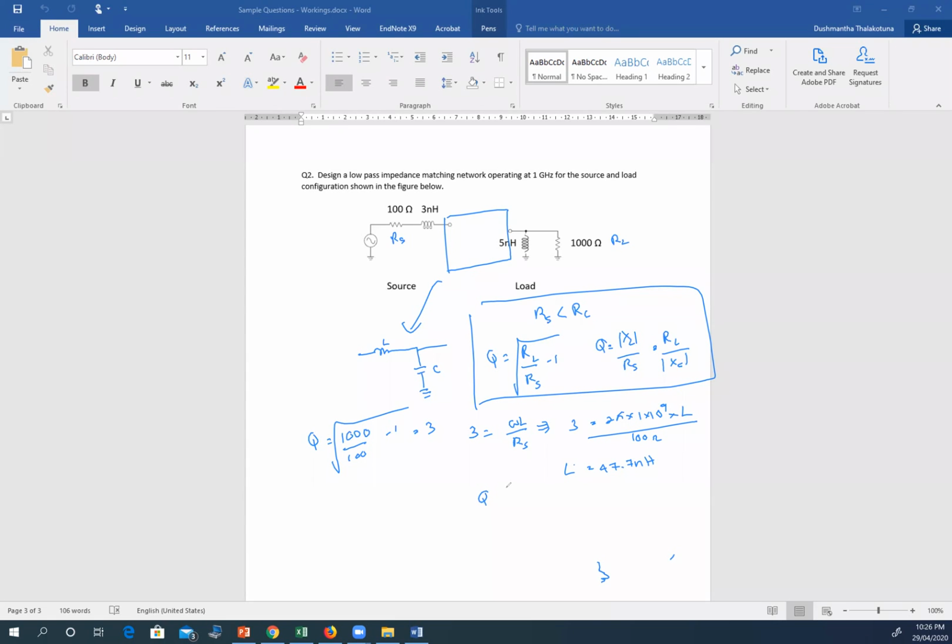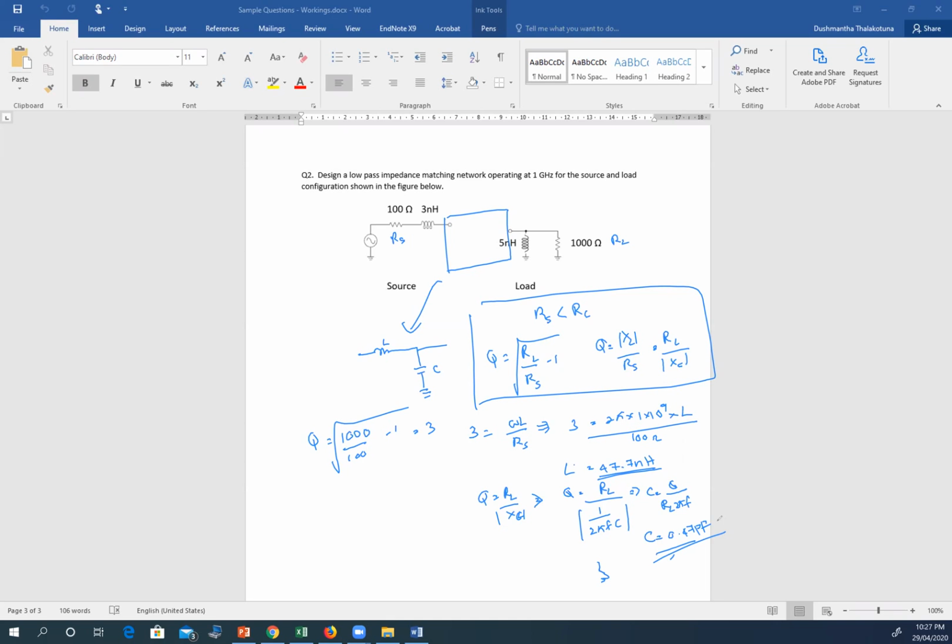In the same way you can find C, since Q is also given by RL over XC. XC is 1 over 2 pi FC. So if you rearrange, C becomes Q over RL 2 pi F. From there you can get C to be 0.47 picofarad. So you got the two answers.